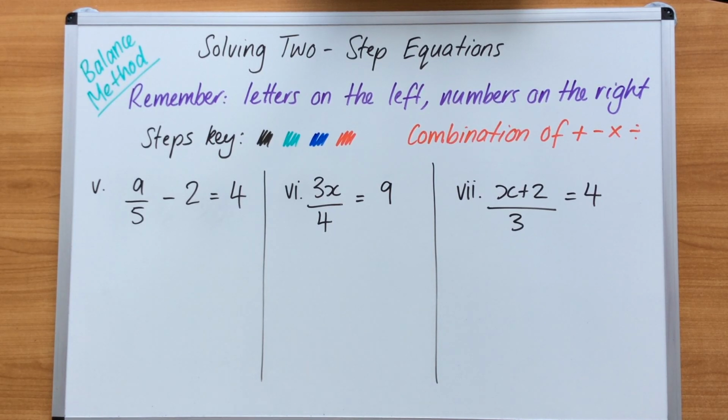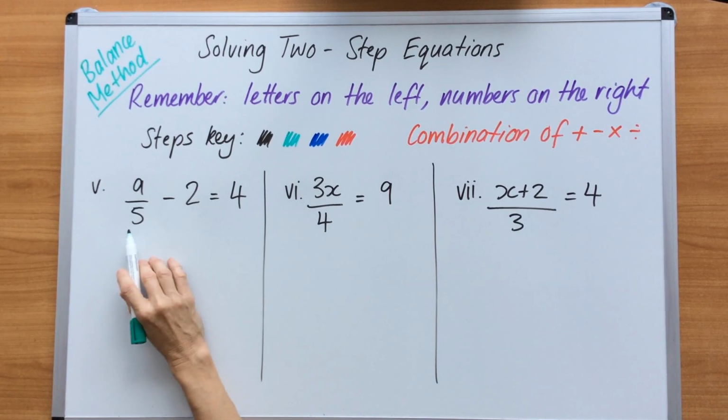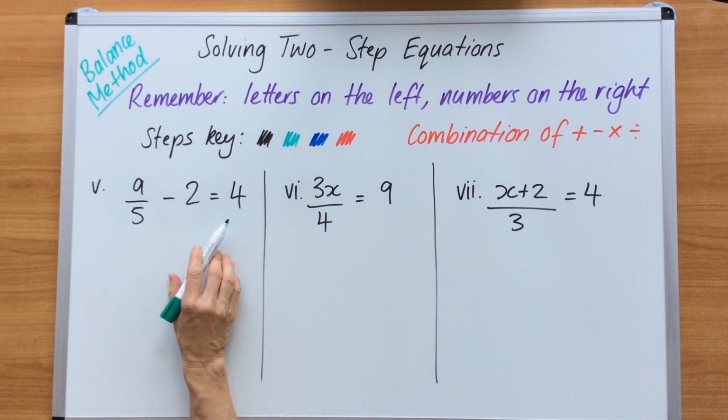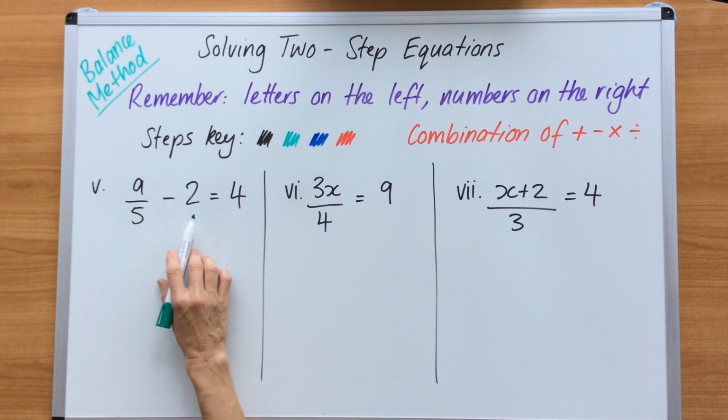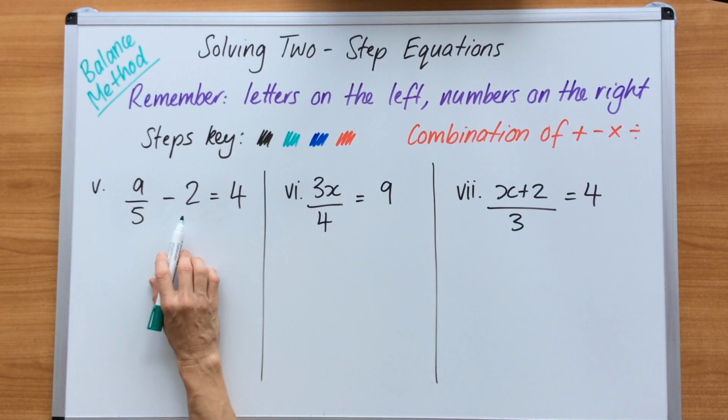Okay, let's continue with some more here. So we are now looking at division and multiplication, a combination of them now. So the first thing I look at is I want letters on the left, numbers on the right. I see the letter here, so I leave it alone. And I work on getting rid of this number here, this -2, because it doesn't belong here.